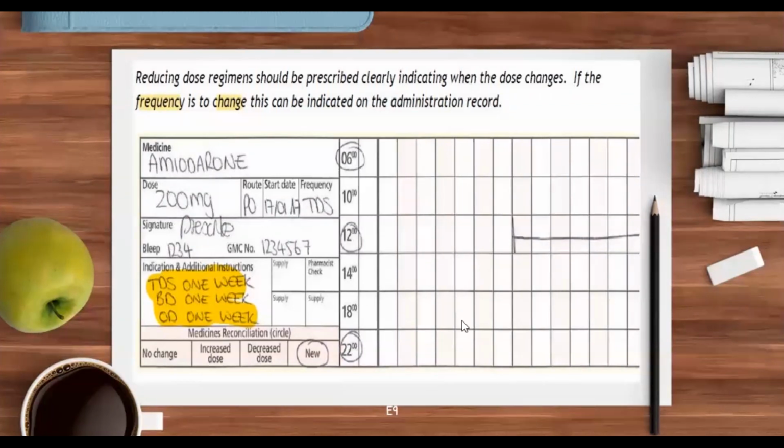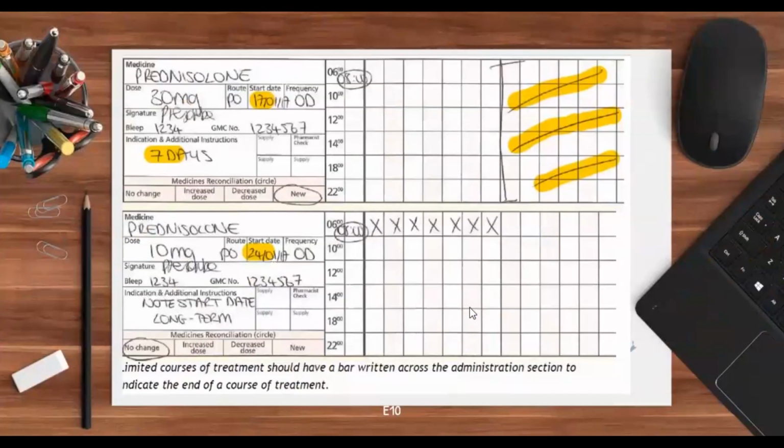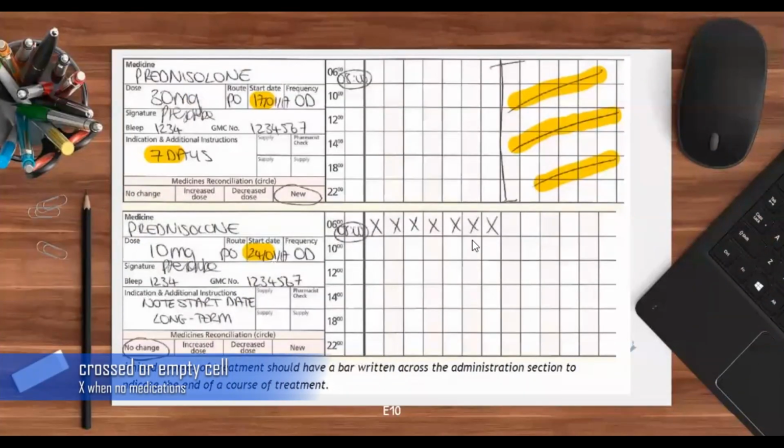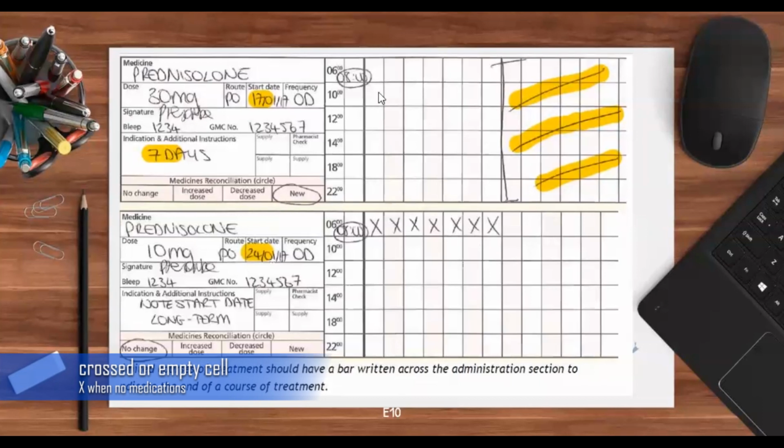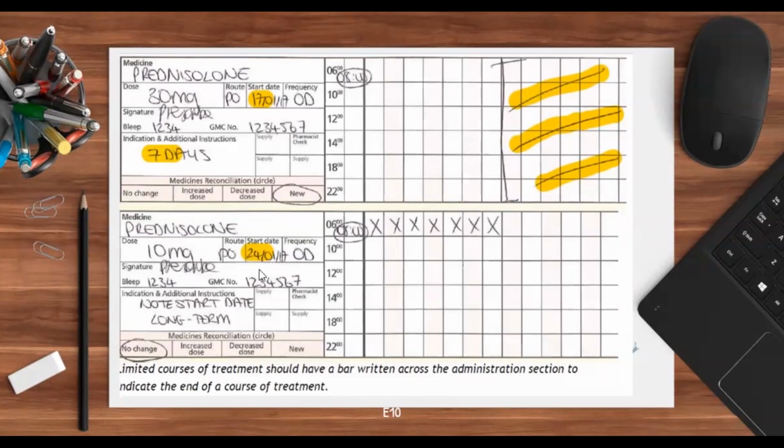When you cross any part, it means you will not give the medication. When it's empty, it means you will give. So the first part here, for prednisolone, for 7 days you have to give prednisolone 30 milligram. Then you will give 10 milligram for the other parts. So you have to cross this part here; after 7 days you have to cross them or make them like this.